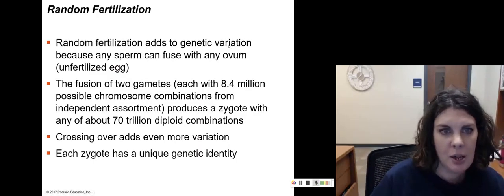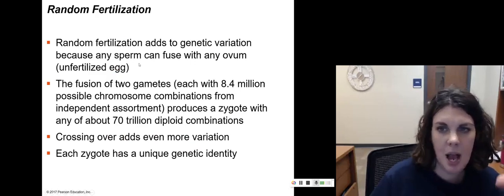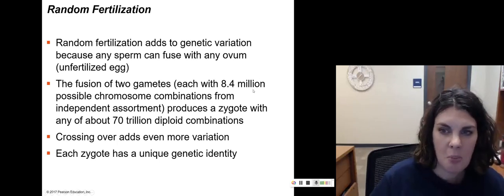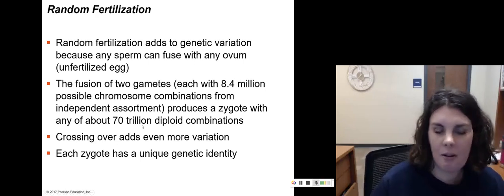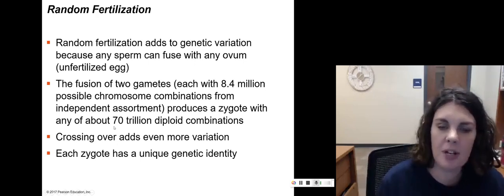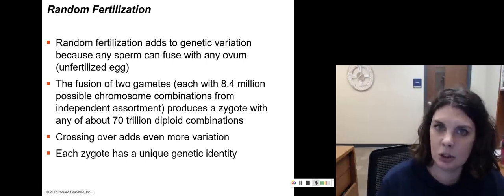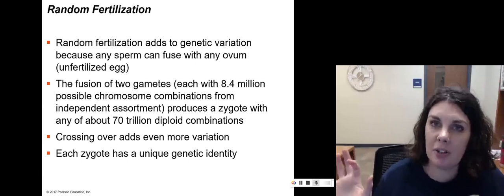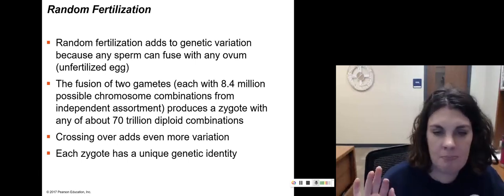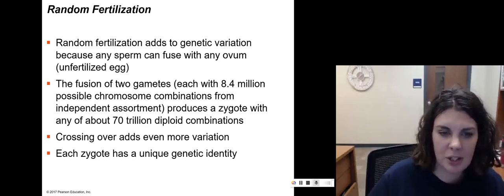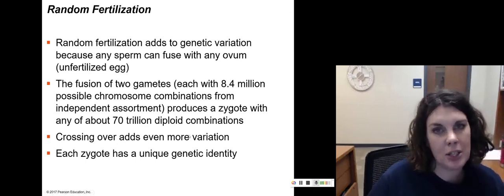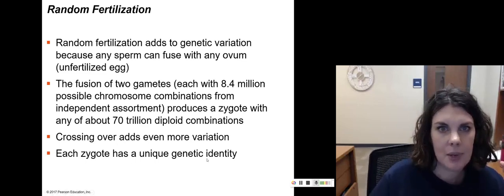Okay, random fertilization adds to genetic variation because any sperm can fuse with any ovum, any unfertilized egg. So the fusion of two gametes, each of which has 8.4 million possible chromosome combinations, produces a zygote with about 70 trillion diploid combinations. So any man and any woman could produce 70 trillion genetically distinct children, which is far more than you're ever going to have. I don't think you could even make it to 70. So crossing over adds more variation, and each zygote is going to have a unique genetic identity.